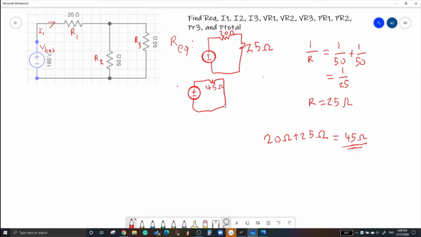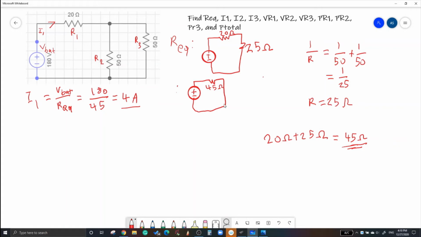Okay, so now we have solved for the first part in the problem. Now for the second part, we need to find I1. I1 is basically the entering current from the battery. So in order to find I1, we need to do VBAT divided by the total R equivalent. If we do that, we get 180 volts divided by 45 ohms. Now if we simplify that, we will get a total of 4 amps. So now we have found I1.